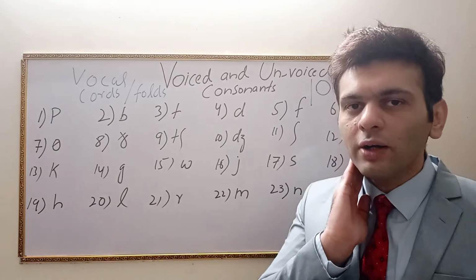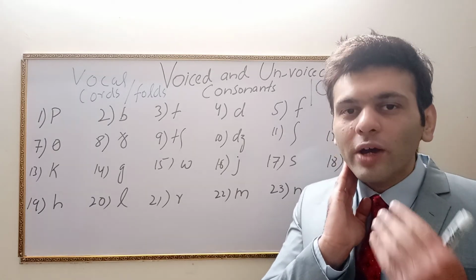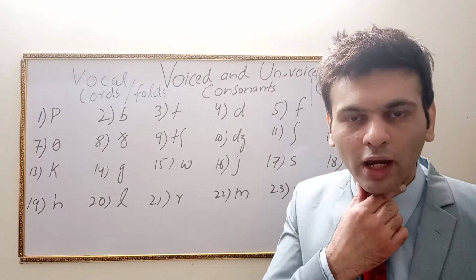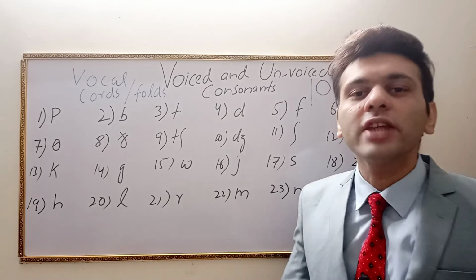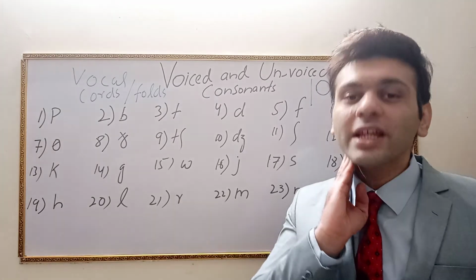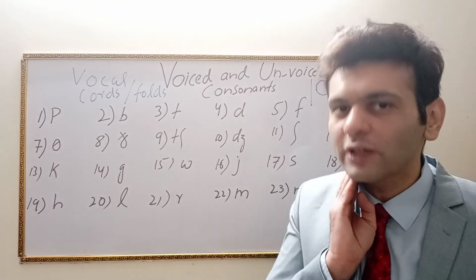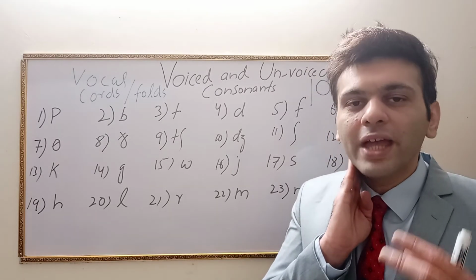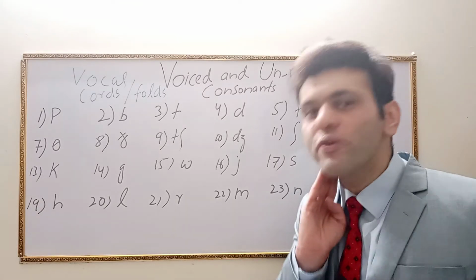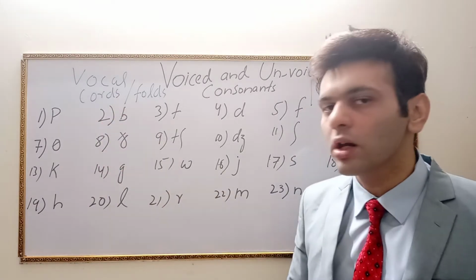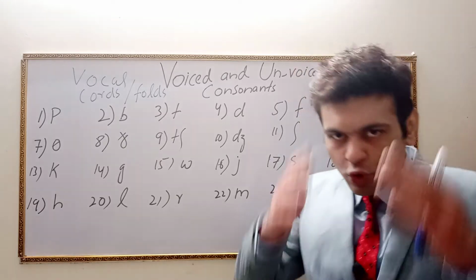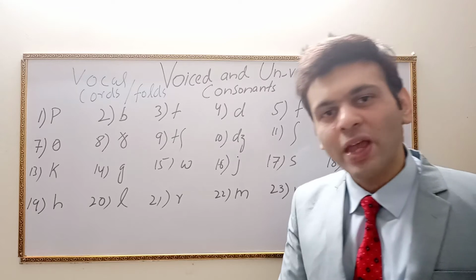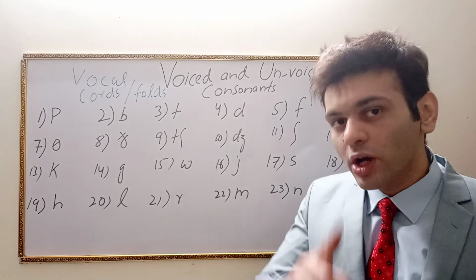When you say P, that particular feeling that you are feeling a vibration in your neck, that is not vibration, that is the sound that you are producing. So we mistakenly assume that this sound is actually the vibration in the neck. This is not the vibration, this is the feeling of that sound. But when you pronounce B, there is a very visible and obvious vibration in the neck, in the vocal cords. That is how we are going to demarcate between voiced and unvoiced consonant sounds. So this is something that you need to remember.